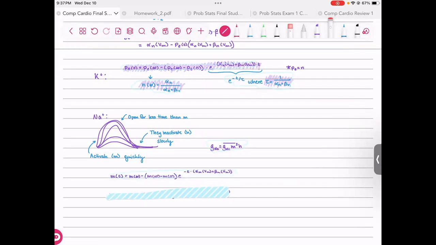You can see here that the equations are pretty much the same for all, just replace the different constants that you're using from n, m, and h.